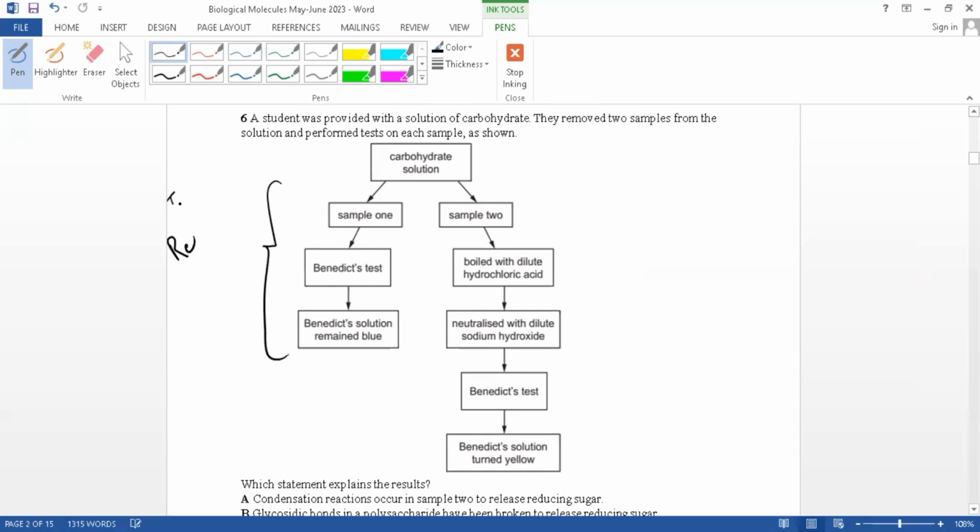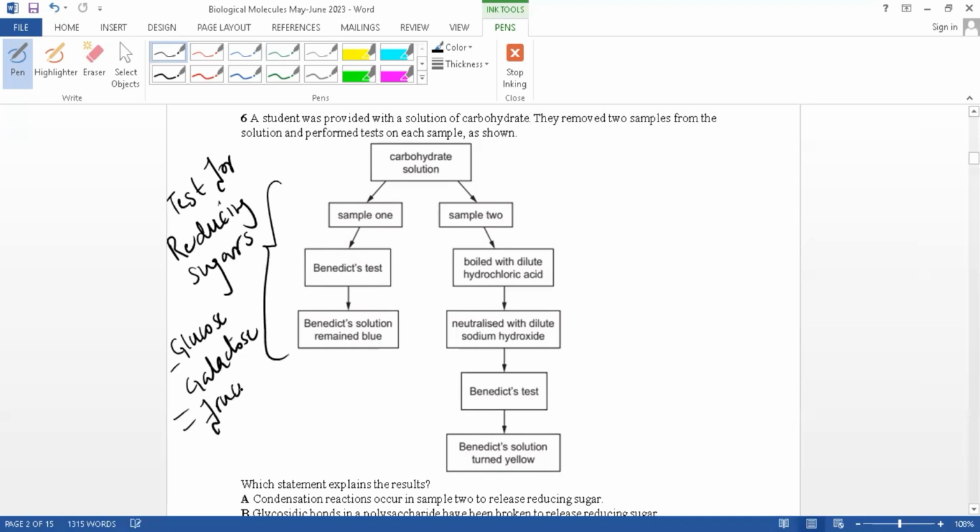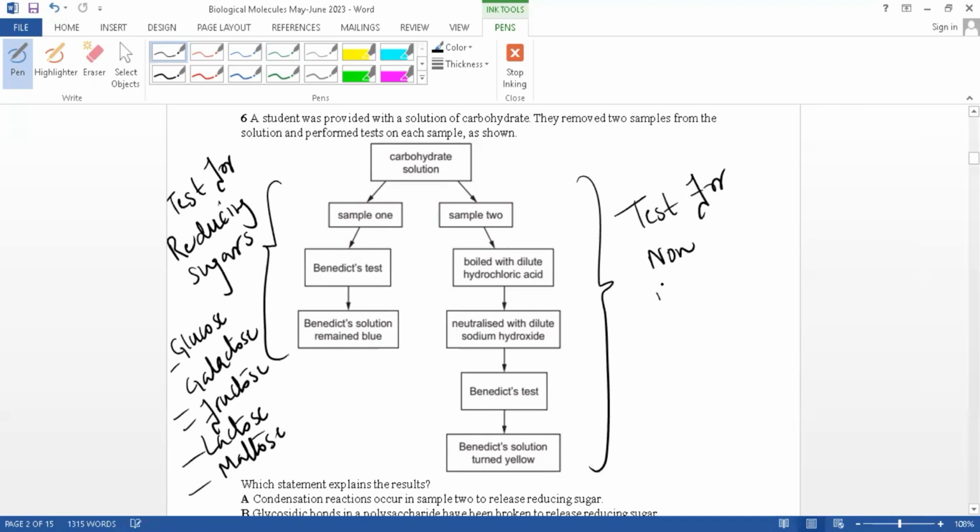That is the test for reducing sugar. And this one is the test for non-reducing sugars, that is sucrose. Reducing sugars, I have told you, are glucose, galactose. By now you should be knowing it. Fructose, lactose, maltose. And this is the test for non-reducing sugar, and the non-reducing sugar is sucrose. And that is only sucrose.